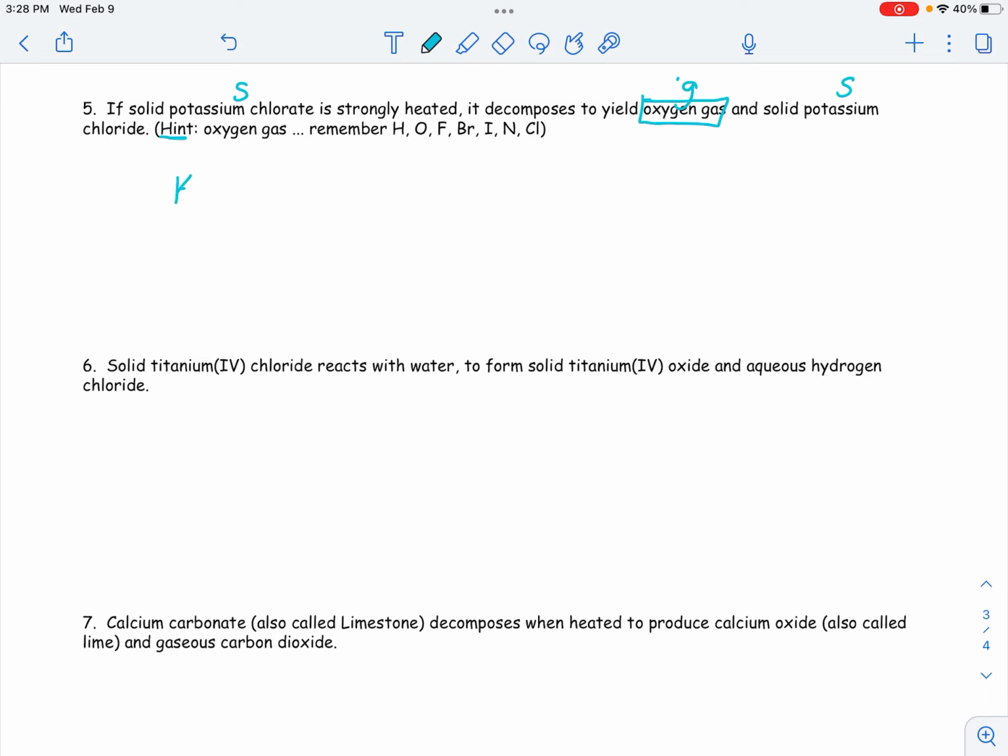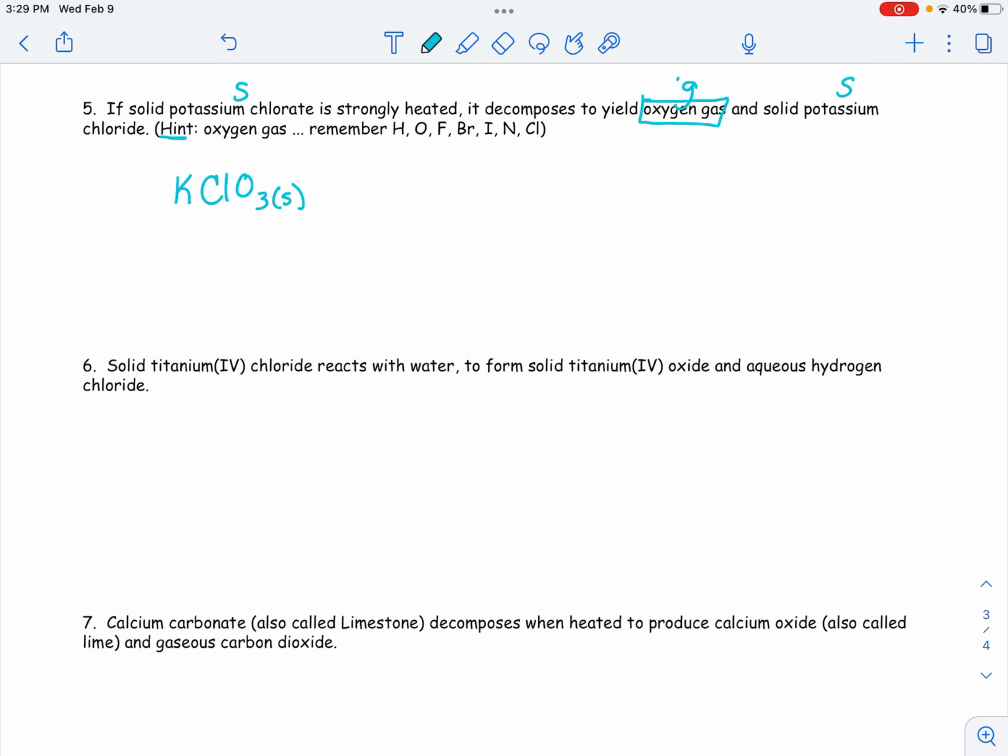So then I have potassium chlorate. Potassium, if you remember, has a charge of +1, and when we use our polyatomic ion sheet, chlorate is a -1. They already balance charge-wise, so I don't need to worry about adding any subscripts. But don't forget your state script.